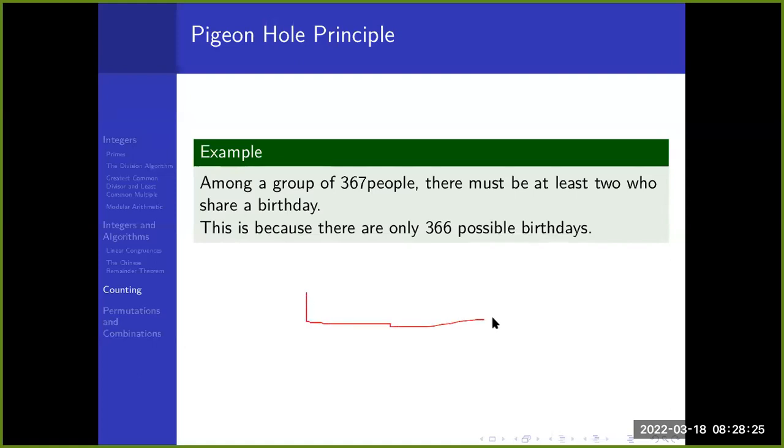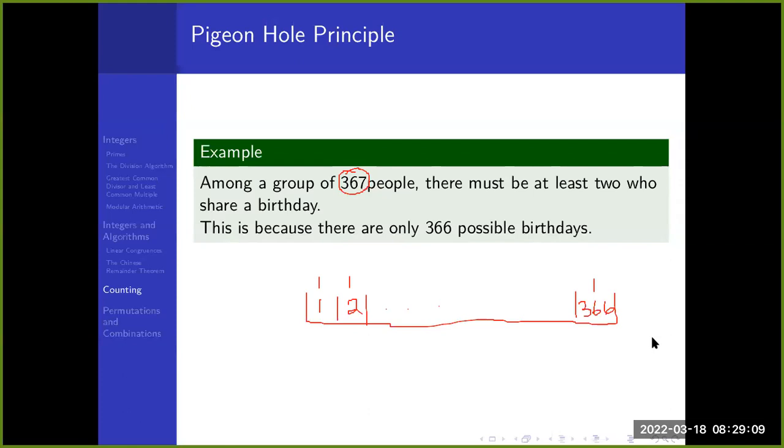So my pigeonholes should be what? The number of days in a year. So we'll keep going like that until we get to the last one, which is 366. Each of these is a possible birthday, but I have 367 objects. If I want to spread them out so that there are no two in a box, I keep doing this until I reach the 366th person. So this covers all the birthdays. This is one possible way to stretch them out.